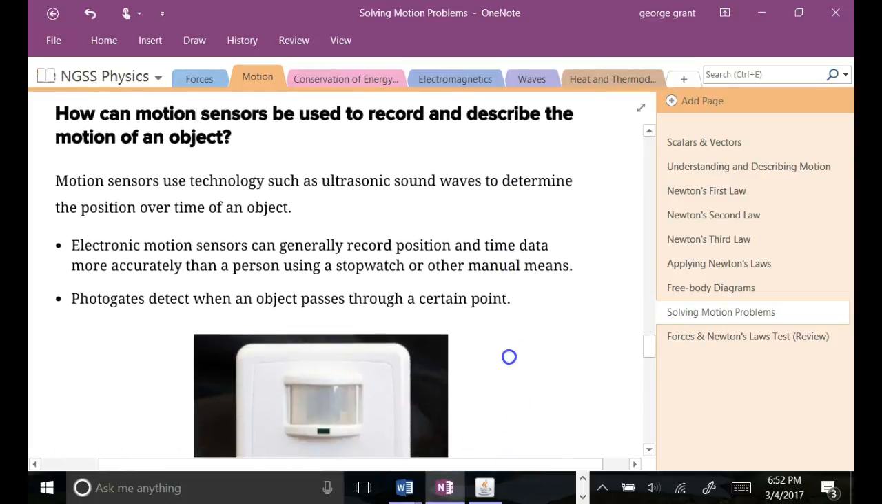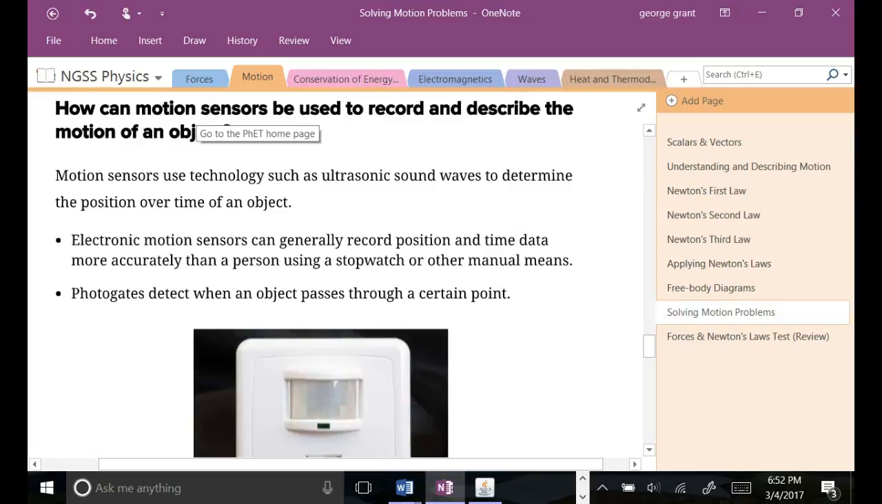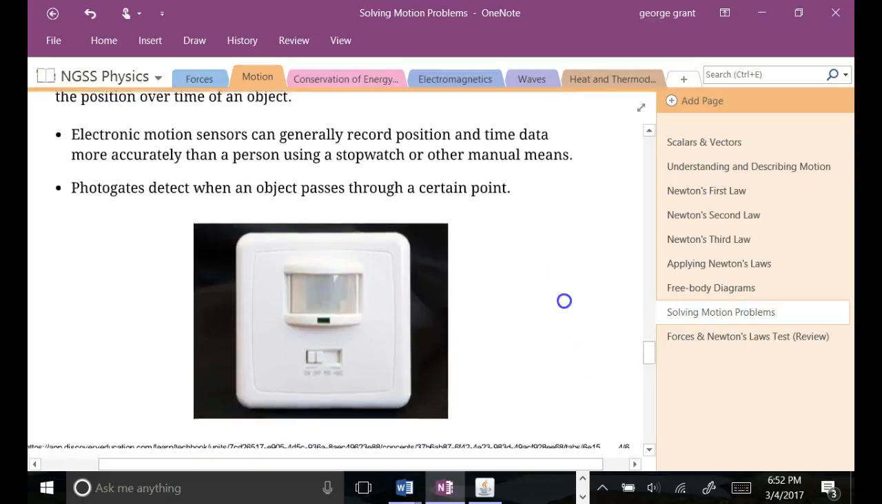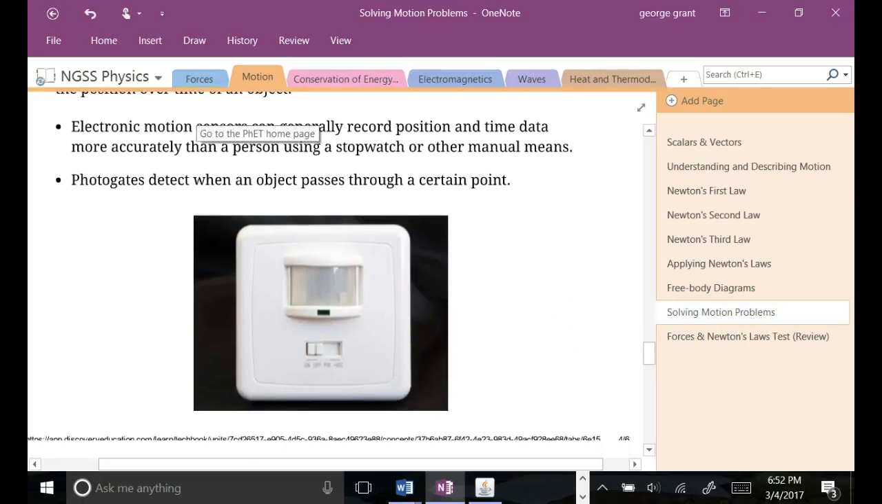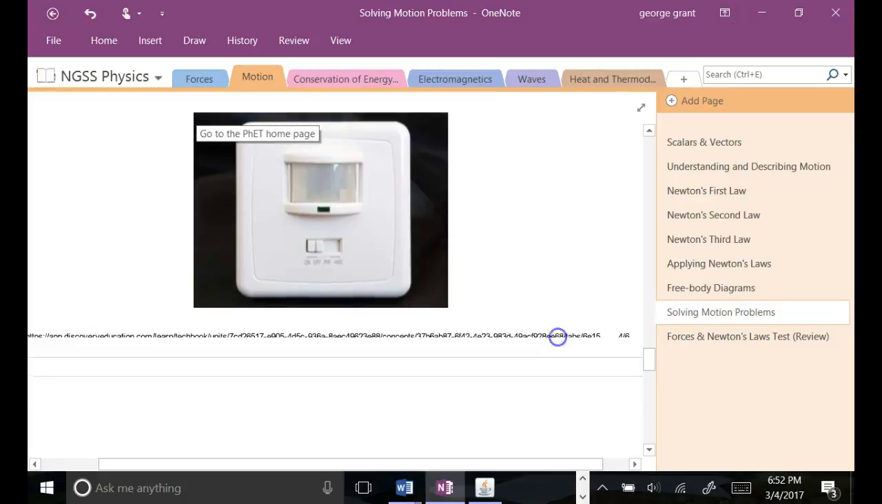How can motion sensors be used to record and describe the motion of an object? Motion sensors use technologies such as ultrasonic sound waves, a kind of sonar, to determine the position over time. Electronic motion sensors can generally record position and time data more accurately than a person using a stopwatch or other manual means. Photo gates detect when an object passes through a certain point.